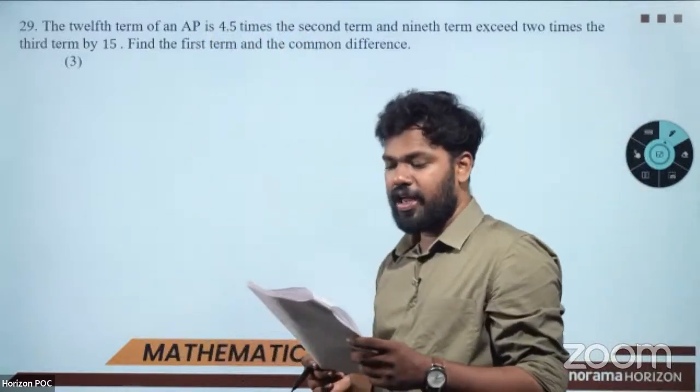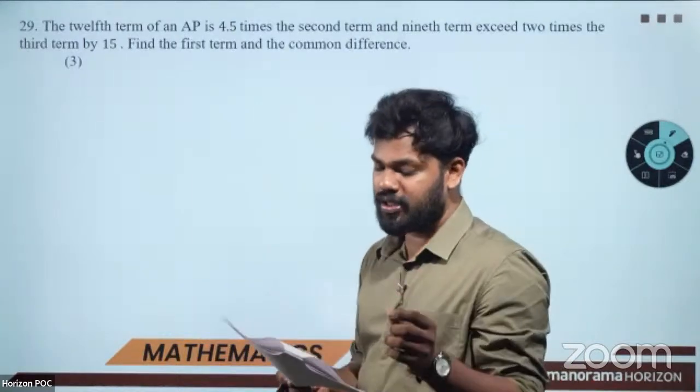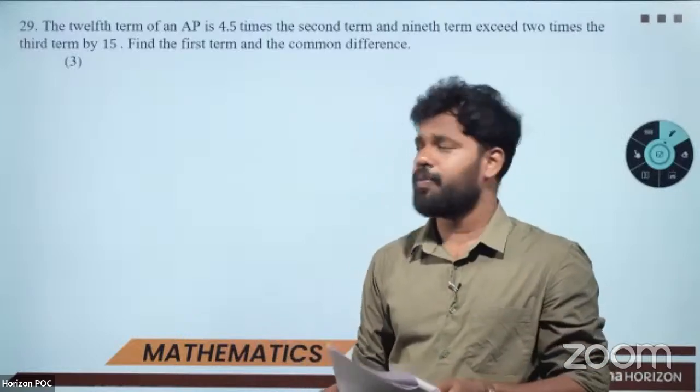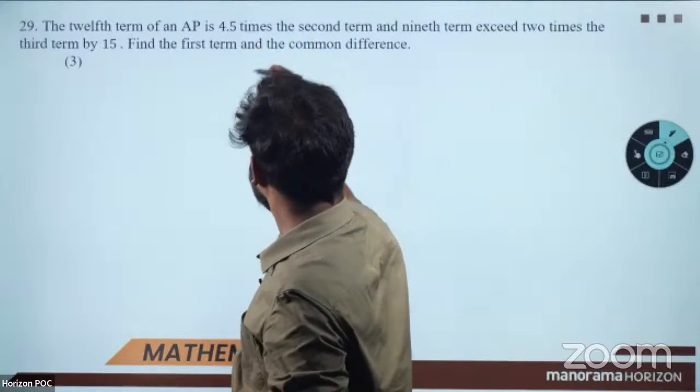The 12th term of an AP is 4.5 times the second term, and the 9th term exceeds 2 times the third term by 15. Find the first term and the common difference. A question from arithmetic progression, right? So the 12th term of an AP is 4.5 times the second term.